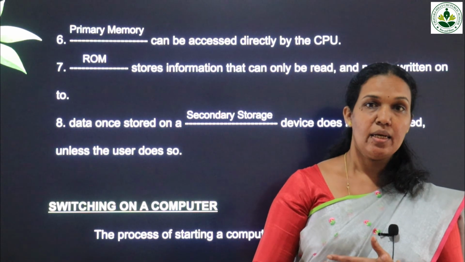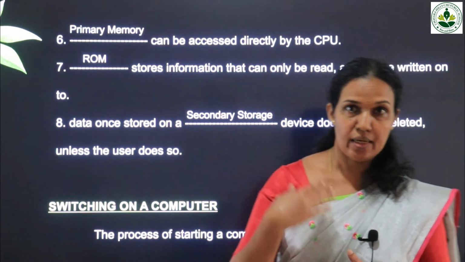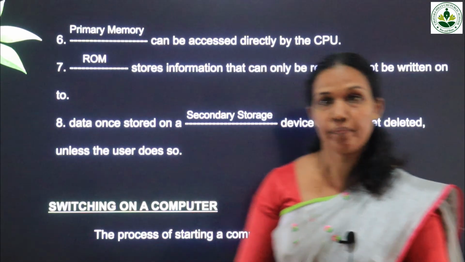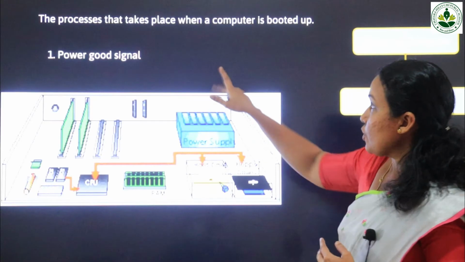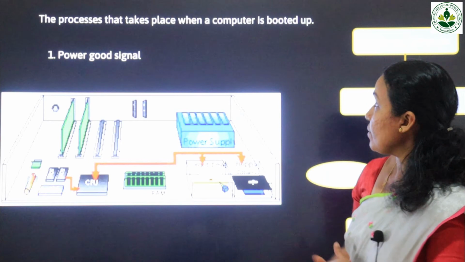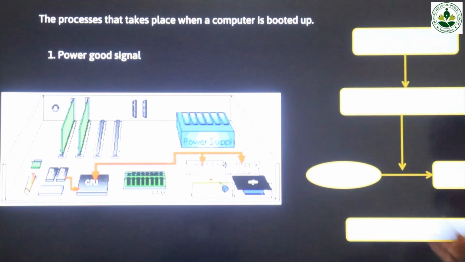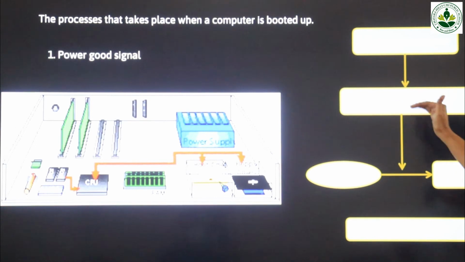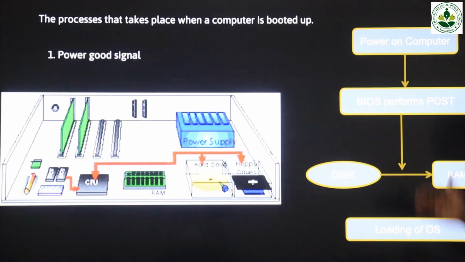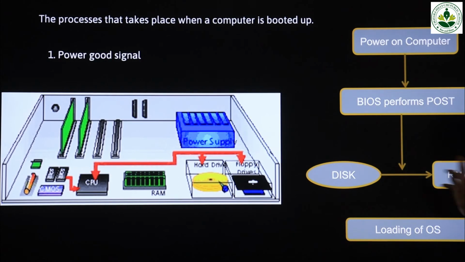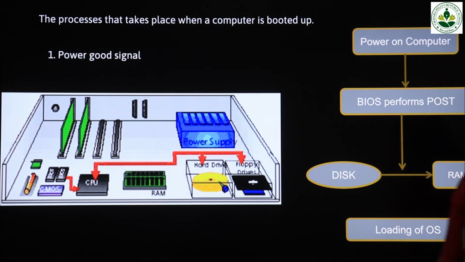Now let us study the processes that take place at the time of booting up. First, the process that takes place when a computer is booted up. Here you can see a flowchart. First, power on the computer. When we power on the computer, what happens? BIOS performs POST. After that, it goes to the disk and RAM, then loading of the operating system. Now let us study all these in detail.